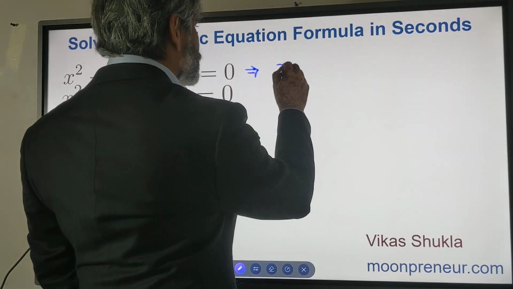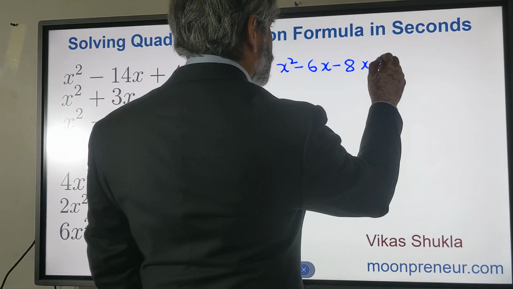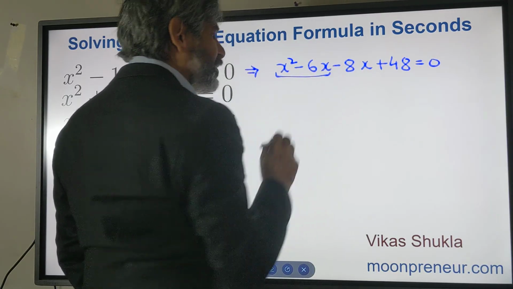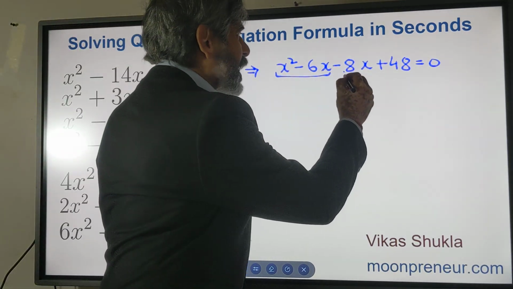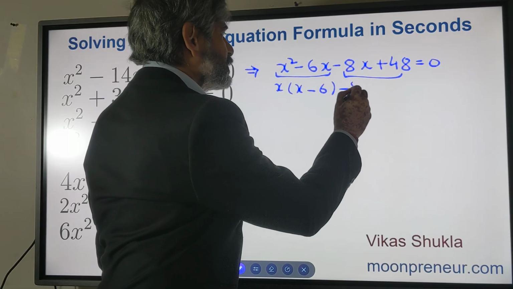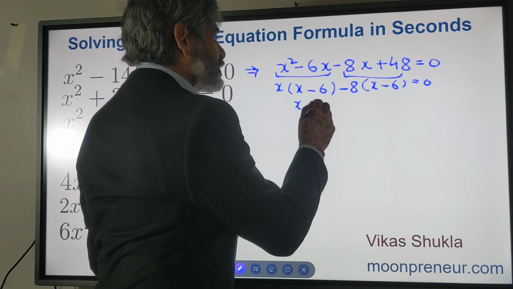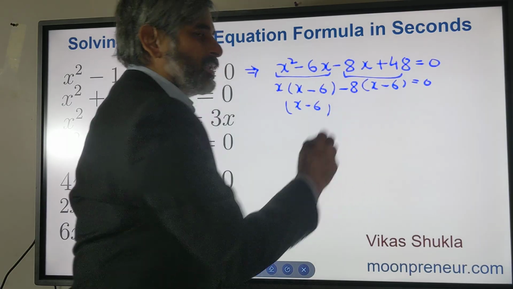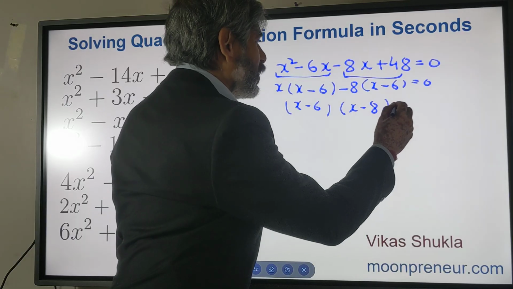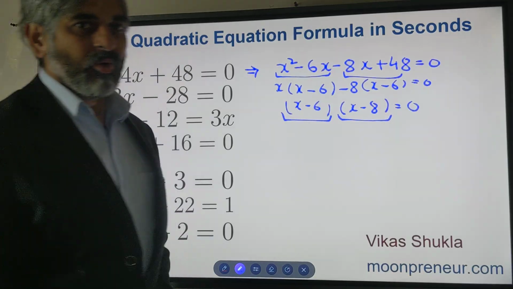So I write it as x squared minus 6x minus 8x plus 48 equal to 0, and I take x common from the first two terms and minus 8 common from the last two to get x into x minus 6 minus 8 into x minus 6 equal to 0. Then I take x minus 6 common, so we get x minus 6 into x minus 8 equal to 0, which means either this is 0 or this one is 0.